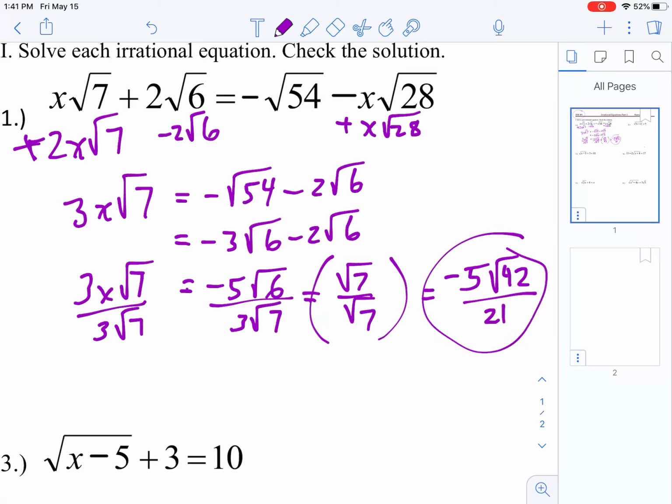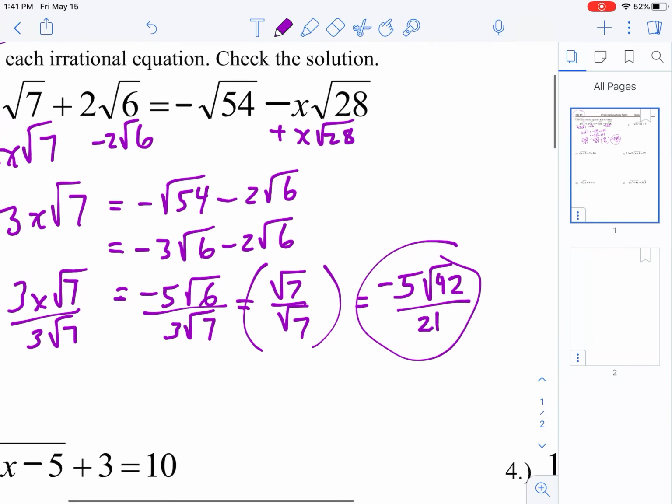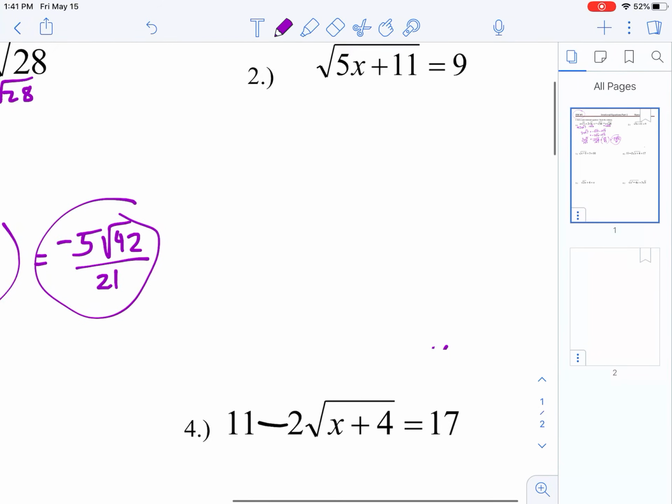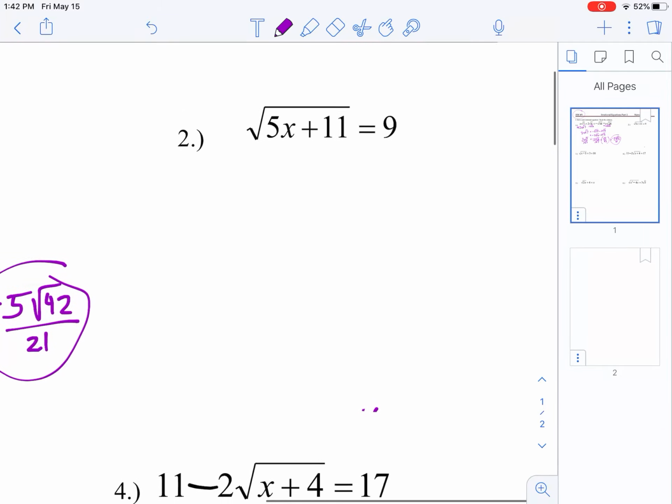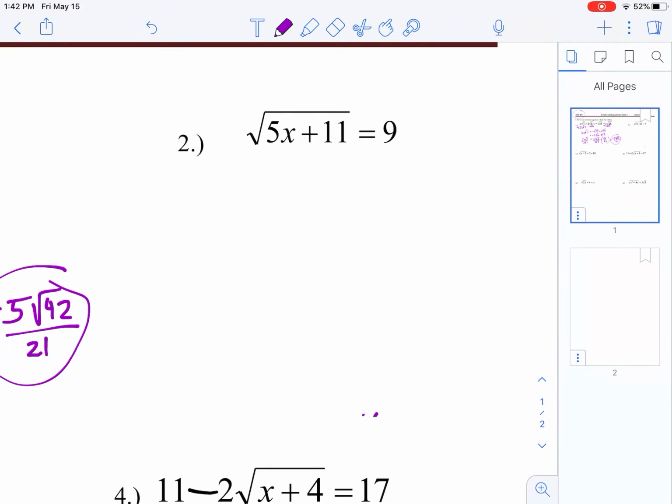You really, truly should go back in and check it. I am not going to do that on this page, and you don't need to, because I just confirmed it is the answer. But when you're doing these on your own, you need to do that.